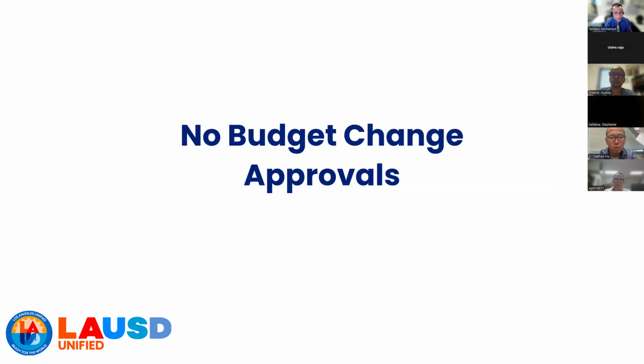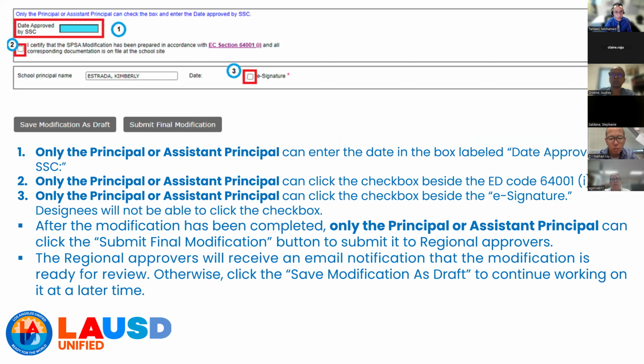Now I'll go over the process for approving modifications that have no budget change. Only the principal or assistant principal can enter the SSC approval date, the EdCode certification, and the administrator e-signature, which are all required. A school Title I designee will not be able to complete those fields. Likewise, only the principal or the AP can select the Submit Final Modification button to submit it to the regional reviewers for approval. The regional reviewers will receive an email notification that the modification is ready for review and approval.